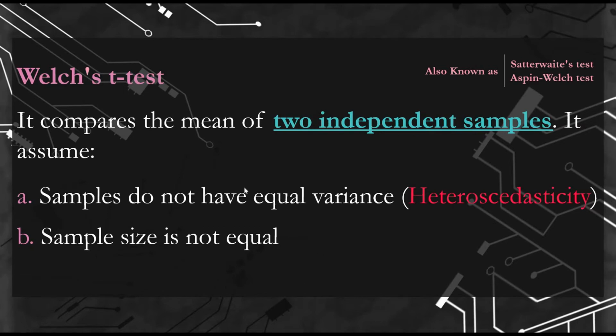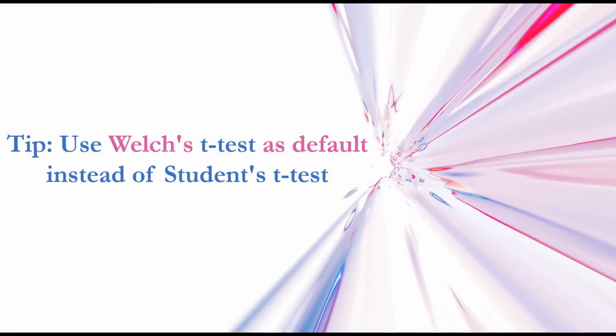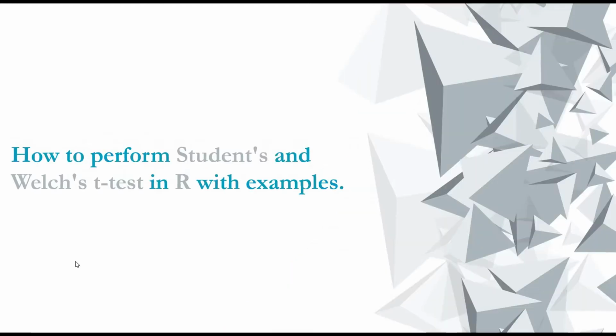So if you want to know if your sample has homoscedasticity or heteroscedasticity, you can use a scatter plot and scatter your samples. If they form a linear line, it means that your samples have homoscedasticity and the sample variance is equal. But if they form a cone shape, it means heteroscedasticity and you need to use Welch's t-test. So as a tip, I advise you to always use Welch's t-test as a default instead of Student's t-test, so you don't need to deal with finding out if your samples have equal variance or not, or the sample size is equal or not. So let's go to how to perform Student's and Welch's t-test in R.